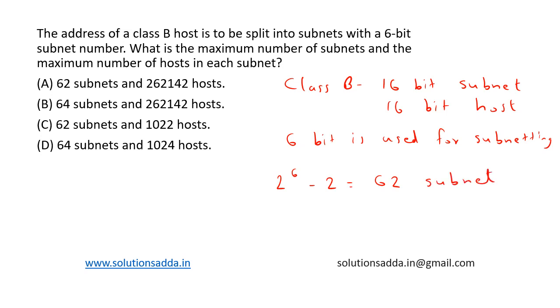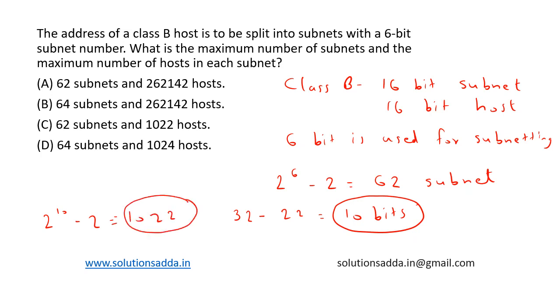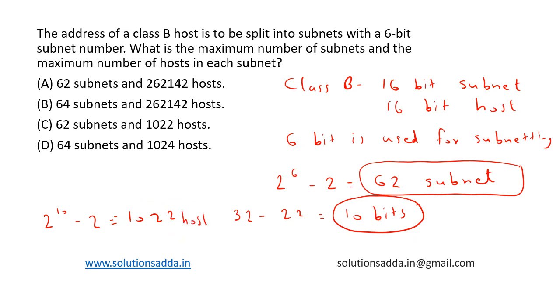Now the number of bits in the host ID is equal to 32 minus 22. We get this 22 from 16 plus 6 bits for subnetting. That leaves 10 bits, and these 10 bits are used for host. So the total number of hosts available is 2 power 10 minus 2, which is equal to 1022. So we have 62 subnets and 1022 hosts. The correct answer here is option C, 62 subnets and 1022 hosts.